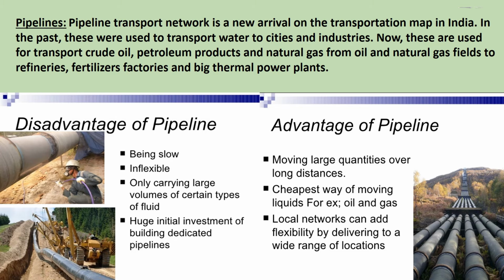Let's study about the disadvantages of pipelines: being slow, inflexible, only carrying large volumes of certain types of fluid, and the huge initial investment of building dedicated pipelines. And the advantages of pipelines are moving large quantities over long distances, and being the cheapest way of moving liquids, for example oil and gas. Local networks can add flexibility by delivering to a wide range of locations.